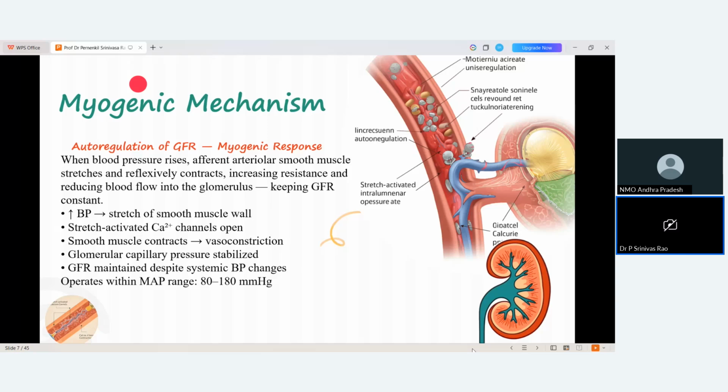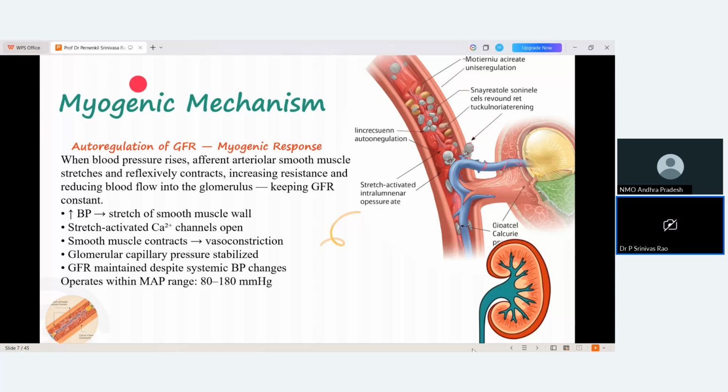It causes vasoconstriction. See, in the neuromuscular junction, whenever the calcium channel opened, they used to push the acetylcholine to the neuromuscular junction, which used to cause the muscle to contract, isn't it? Same thing happens here, but here it is the smooth muscle, vasoconstriction. So when this vasoconstriction happens, the glomerular capillary pressure is stabilized. The GFR is maintained despite the systemic BP changes. So this, I told you, happens from 80 to 180 millimeters of mercury.